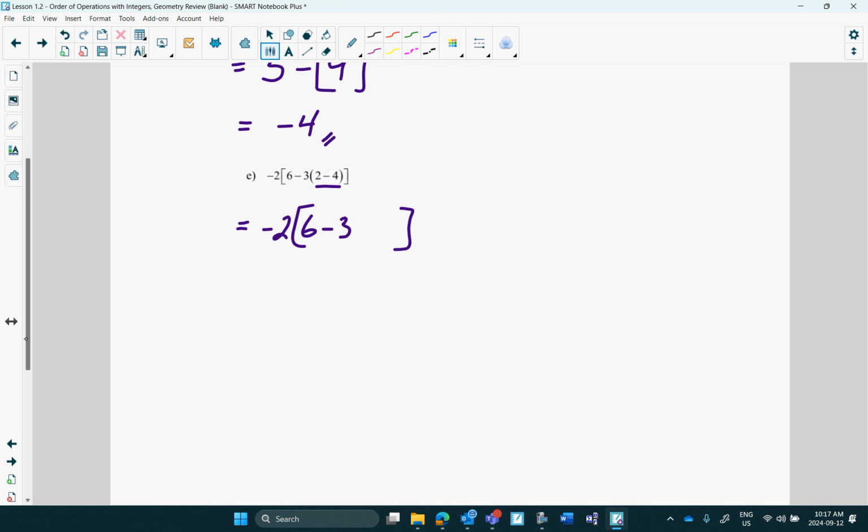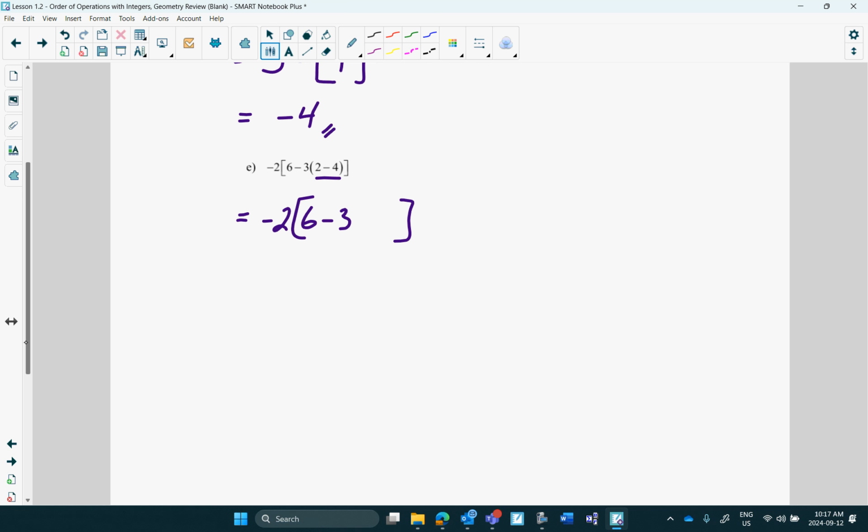And what is 2 minus 4? See? -2. Do I need parentheses around it? Yes, because there's something right beside it. If you don't put parentheses, you're going to confuse it with subtraction. It's not. That -2 is still being multiplied by the -3. Parentheses are gone, or anything to do in them is gone. So now I just work on the brackets.